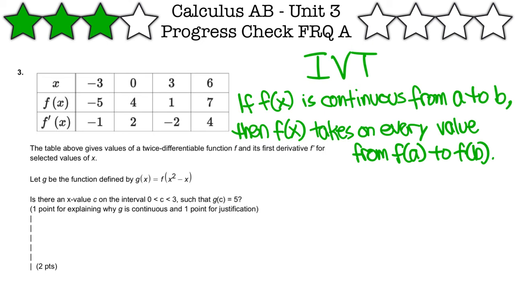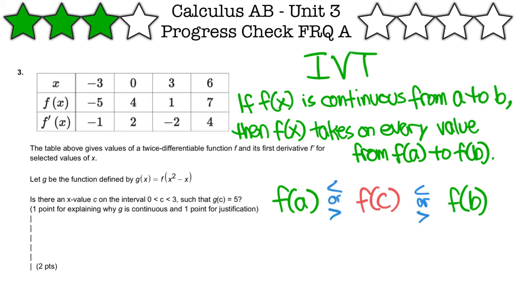The justification for the IVT flows from the comparison of f of b, f of a, and f of c, whatever number that is. If f of c is in between f of a and f of b, then the answer is yes. For part 3 here, you're comparing g of 0, g of 3, and g of c, which we already know is 5. Try it out then. See if you could explain why g is continuous, then evaluate g of 0 and g of 3 using the equation and the table. Pause now.